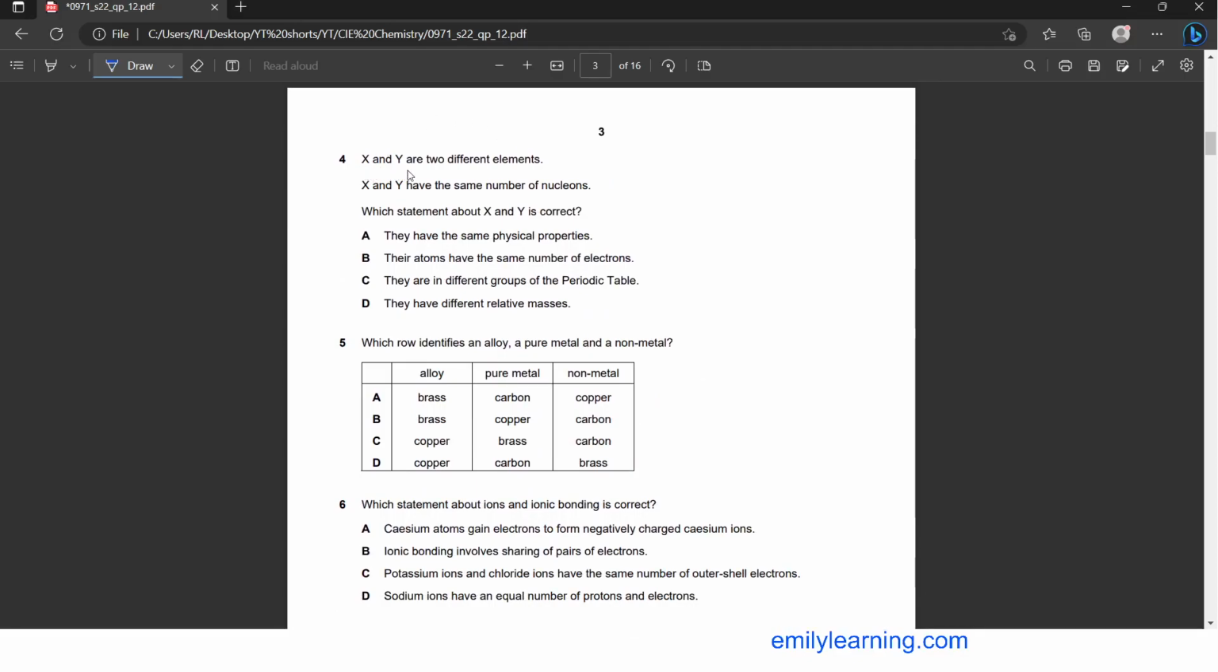Next, we have question 4. X and Y are 2 different elements. X and Y have the same number of nucleons. Okay, so in other words, the protons plus neutrons are the same. Okay, but they are 2 different elements, that means they have different numbers of protons. So they have different numbers of protons, but the same number of protons and neutrons combined.